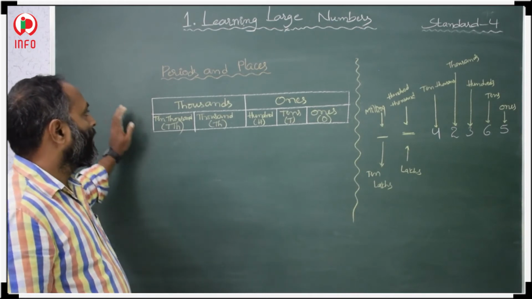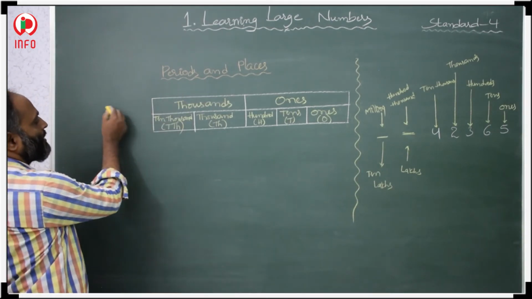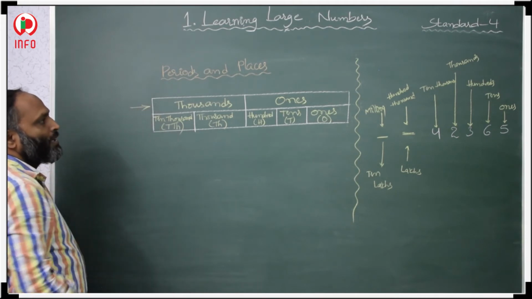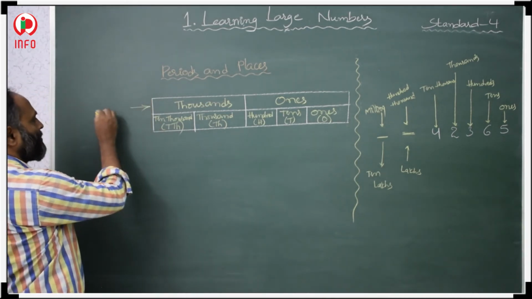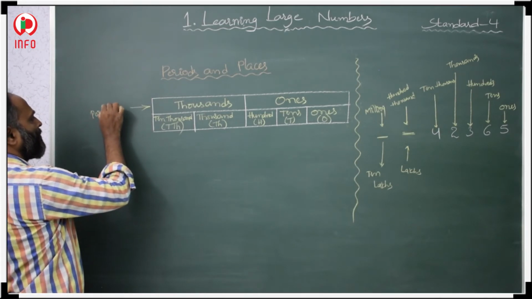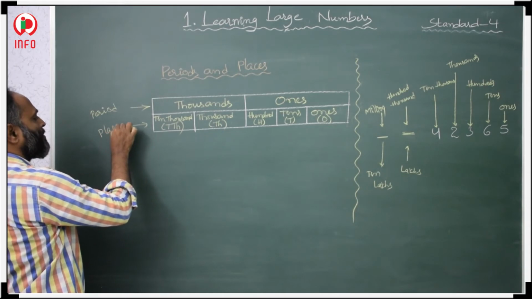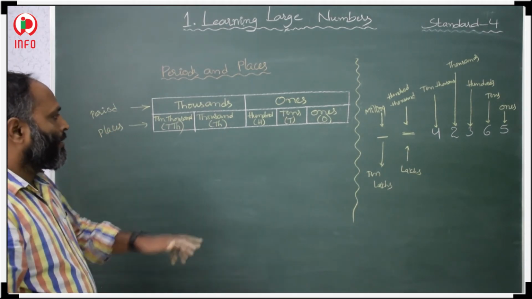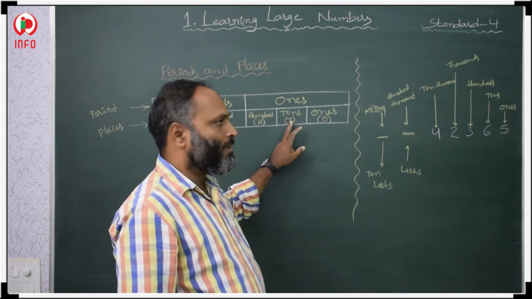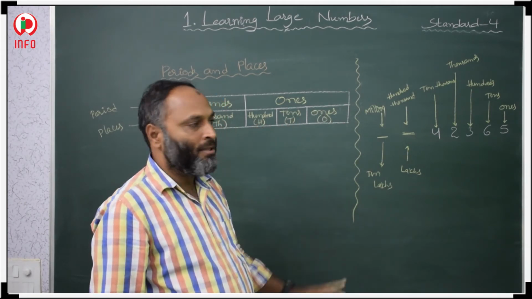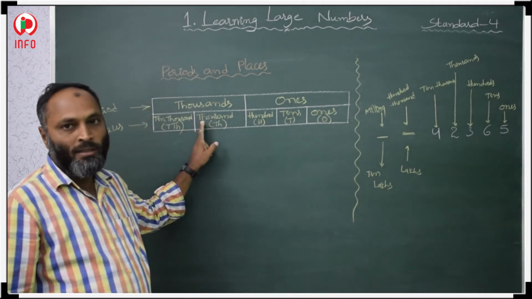Now, periods and places. If a number is given, how do we know the period and the places? This shows the period, and this shows the places. Here, the first place is the ones place, the second place is the tens place, the third place is the hundreds place. Ones, tens, hundreds. The fourth place is the thousands place.